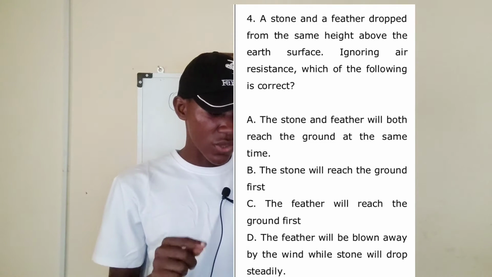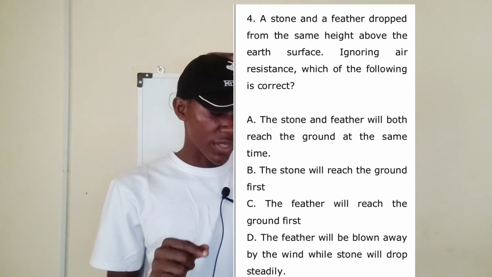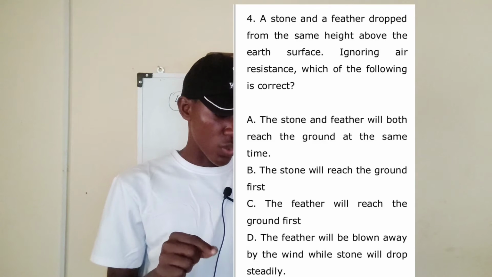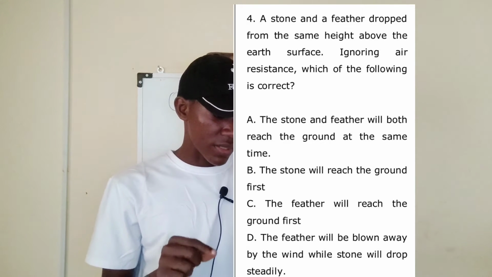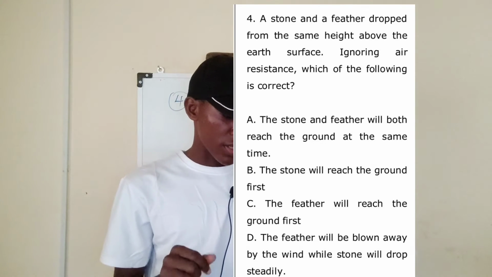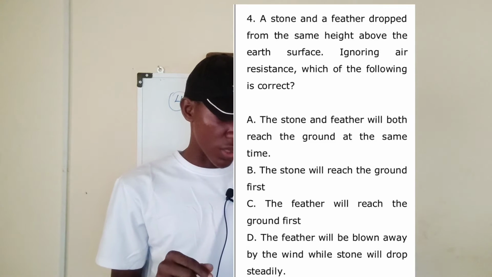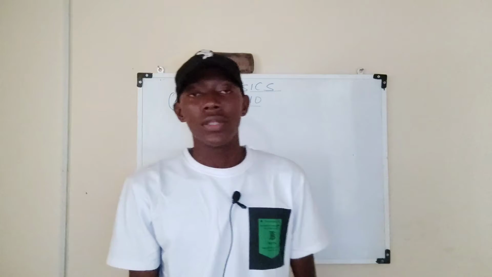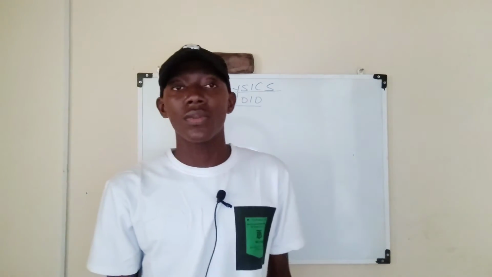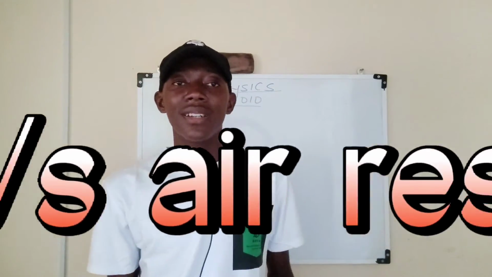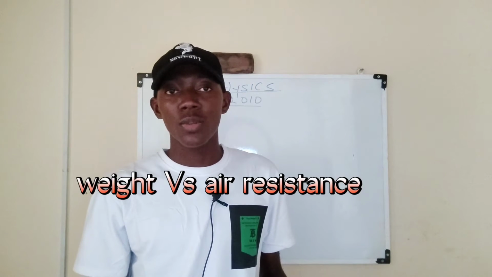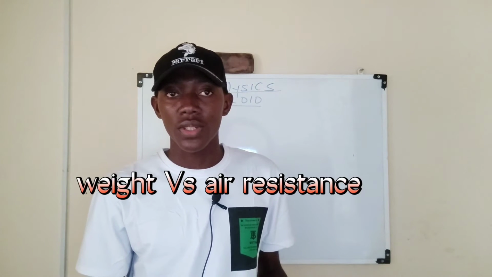A says the stone and the feather will both reach the ground at the same time. B says the stone will reach the ground first. C says the feather will reach the ground first. And then D says the feather will be blown away by wind while the stone will drop steadily. Now if you look at these questions, it's a question of weight and in relation to air resistance. Now I'm going to carry out a very small practical to demonstrate what these questions actually stand for.